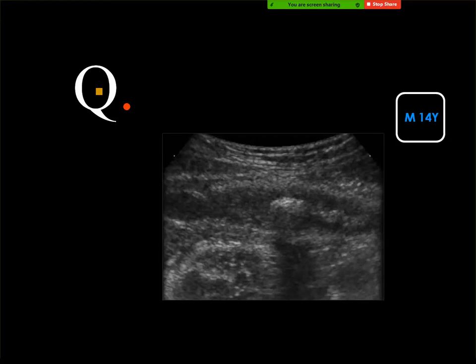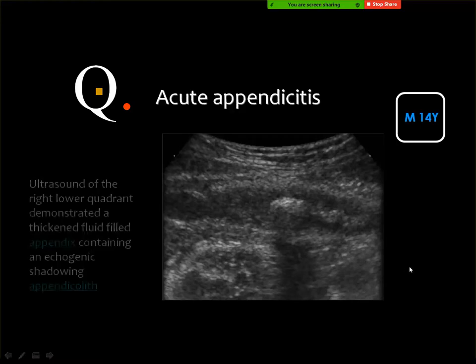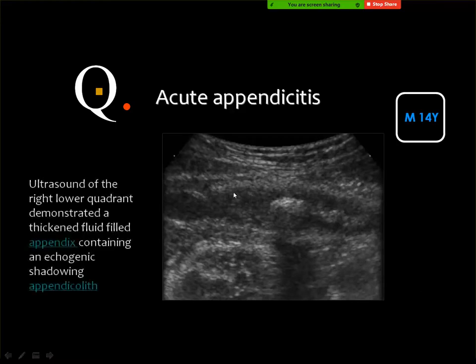Appendicitis with the appendicolith. Yes, very good. And this is acute appendicitis. The appendix wall is swollen, and you got an echogenic structure with posterior acoustic shadowing representing the appendicolith.